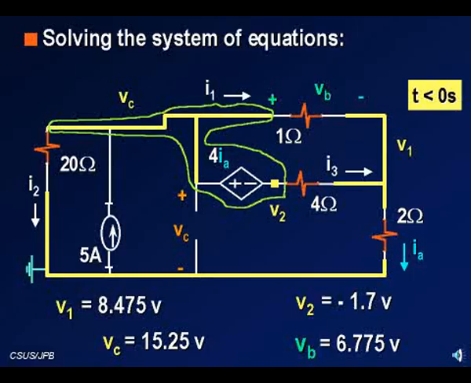And then solving them, what we really need is Vc and V1, because Vb is Vc minus V1, and also, of course, we need Vc. So we get Vc equal 15.25 volt and Vb being 6.775 volt, about 6.78. Now, the value of Vc being 15.25 is going to be our initial condition at t equals 0 when we solve the circuit for t greater than 0.